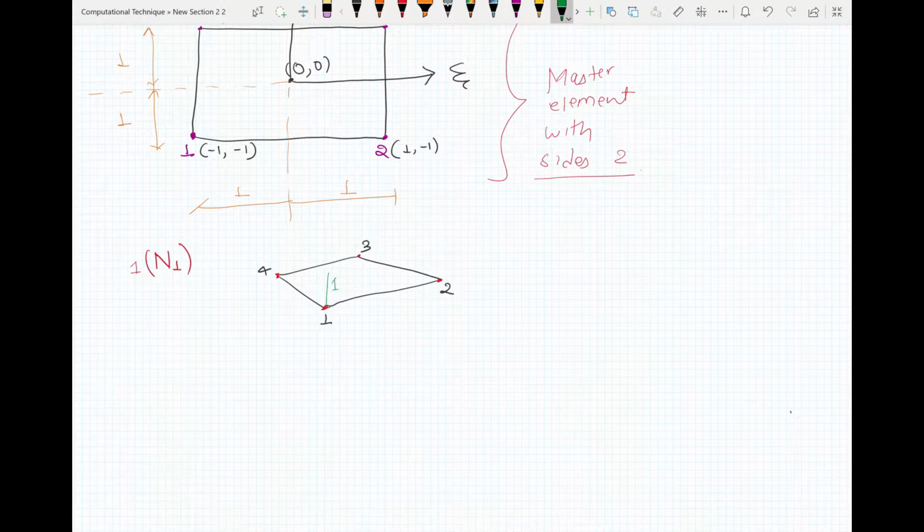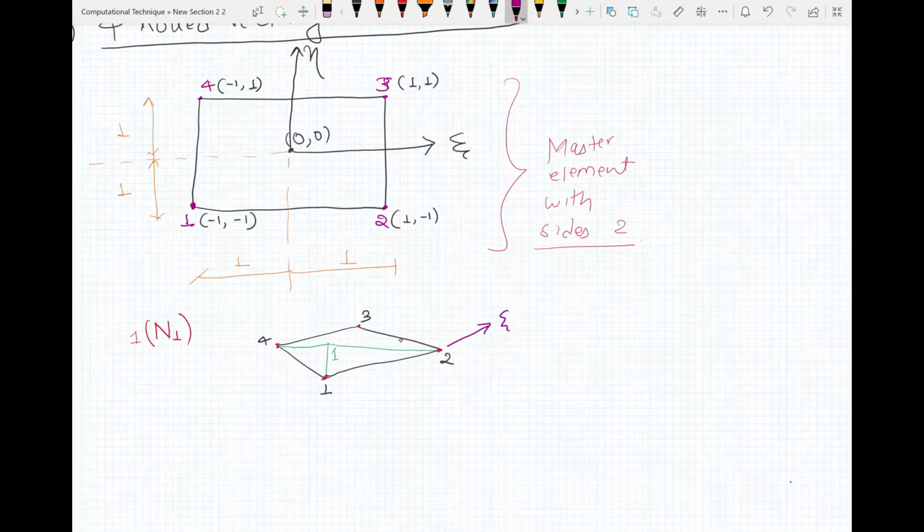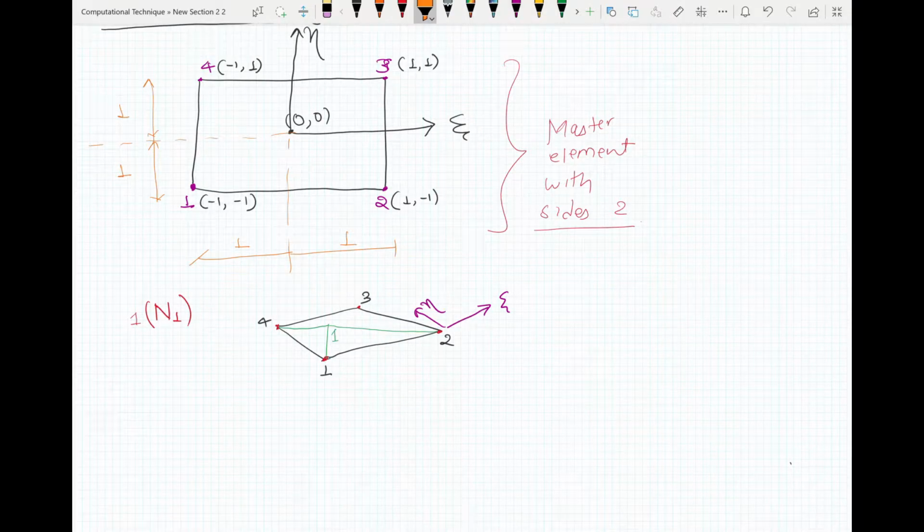And then your value here at nodes 2, 3 and 4 must be 0. This is your xi direction, and this is our eta direction. You see here that along this line and this line, your shape function n1 is 0.